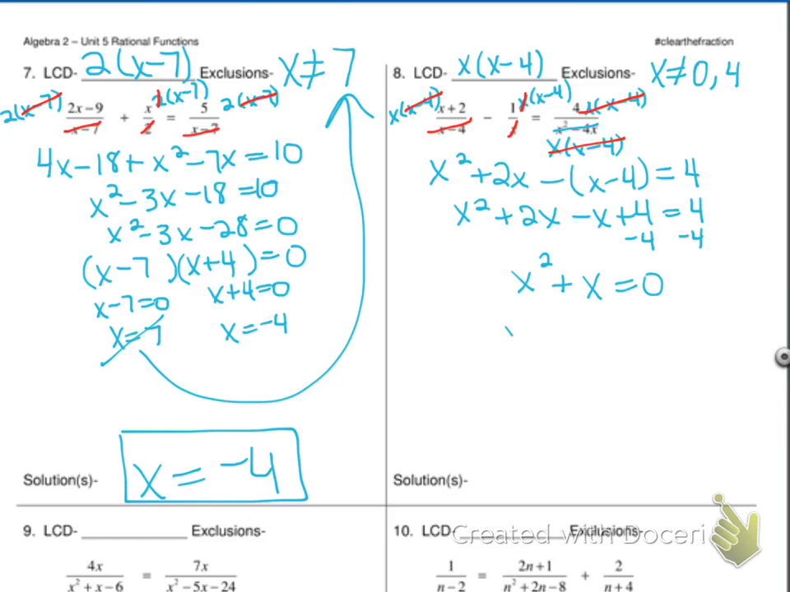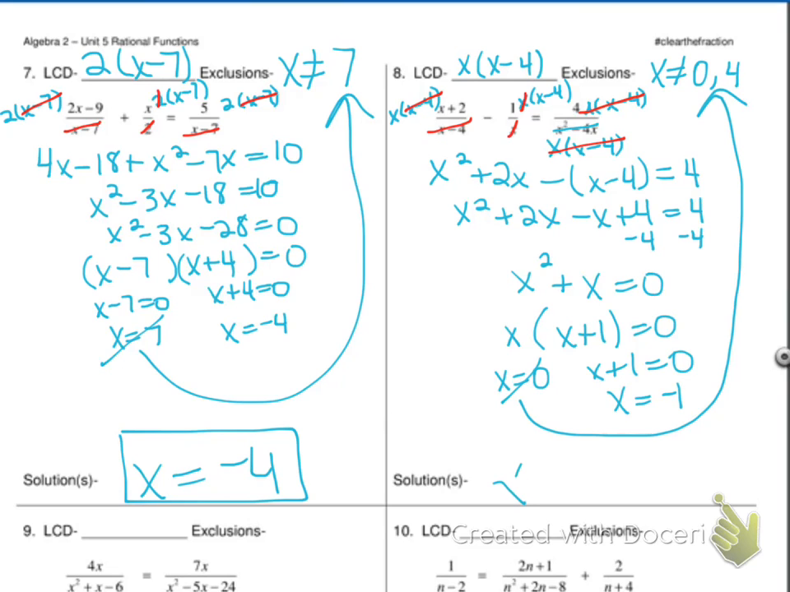Now this is a quadratic, but it doesn't have a c term, so I can just factor out a GCF, in this case x, and set x equal to 0 and x plus 1 equal to 0, and I end up with 0 and negative 1. Once again, 0 is an exclusion, so my only answer is x equals negative 1.